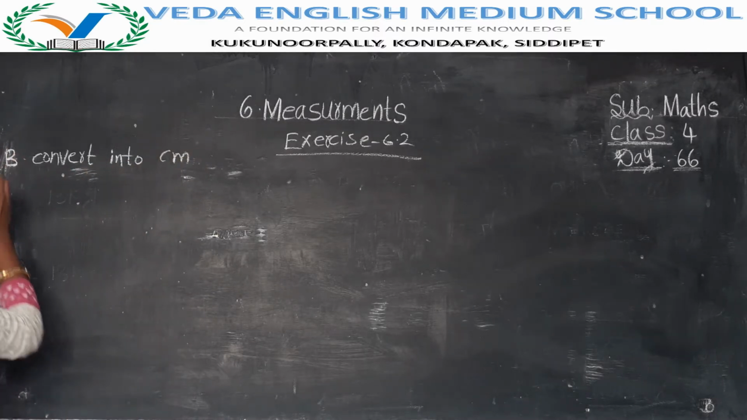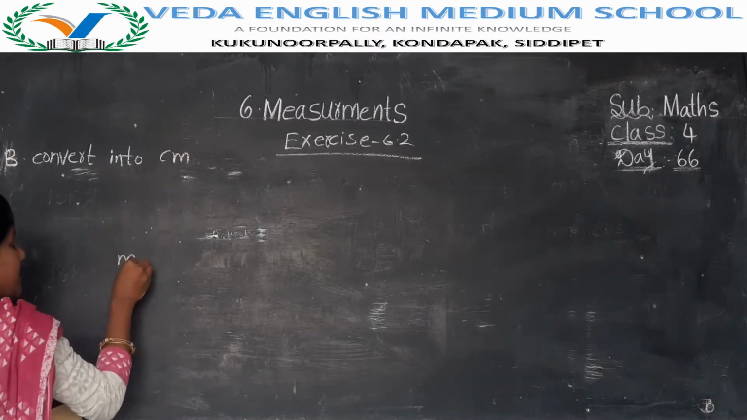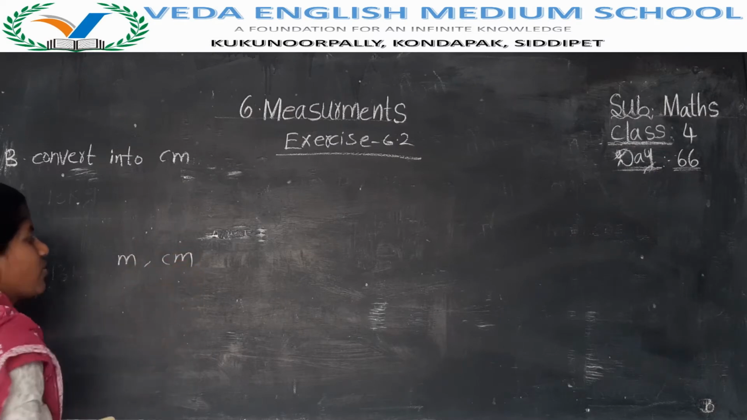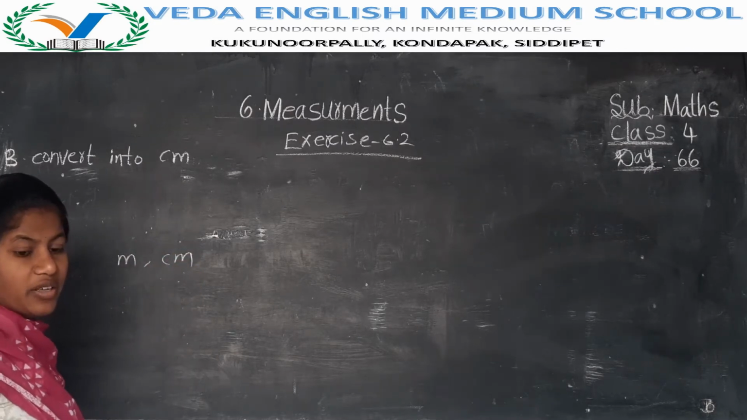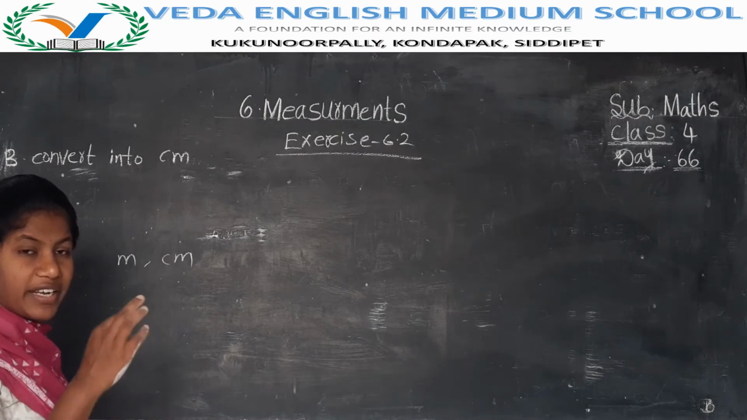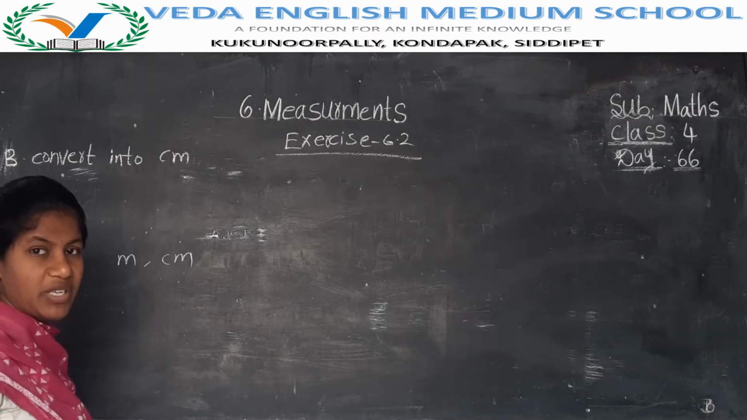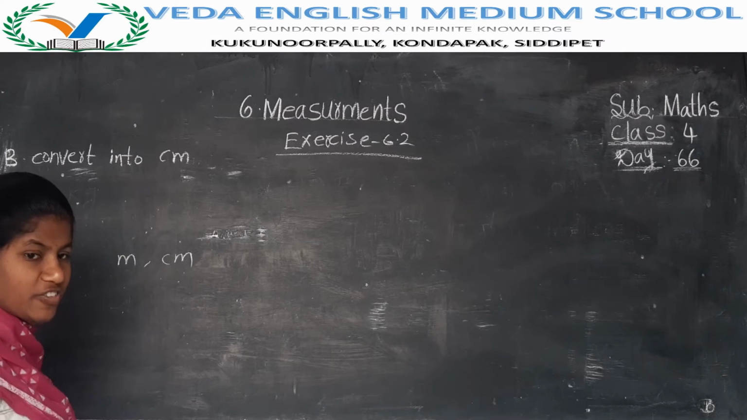Convert into centimeters. Now here we have meters and centimeters. Meter is a greater quantity, centimeter is a smaller quantity. So when you are converting greater to small, big to small, what do we have to do? We have to multiply. Here also we have to multiply.